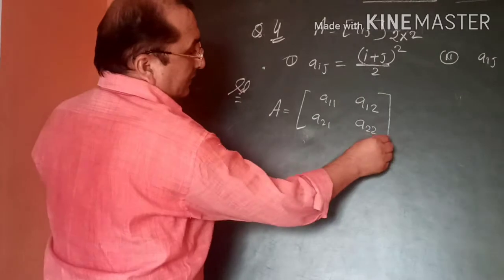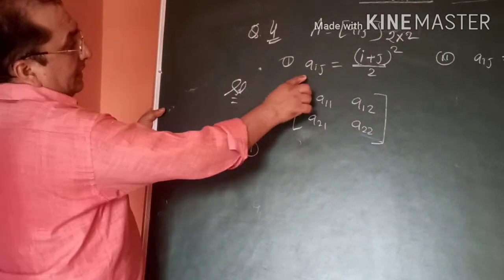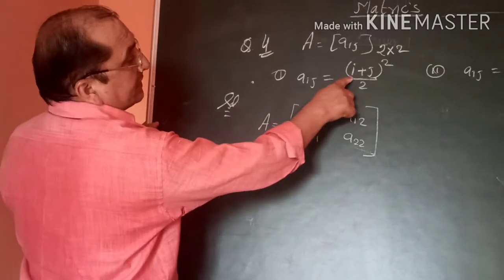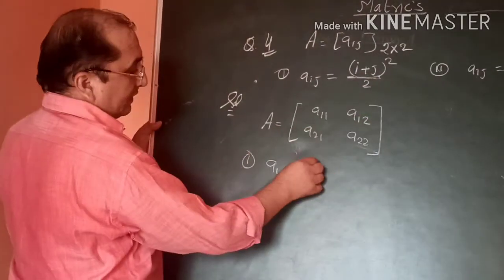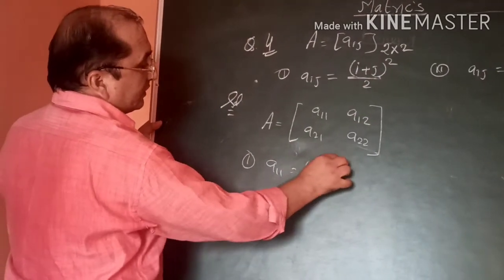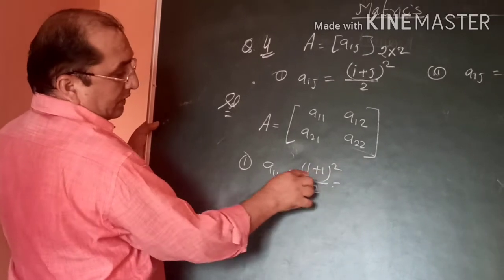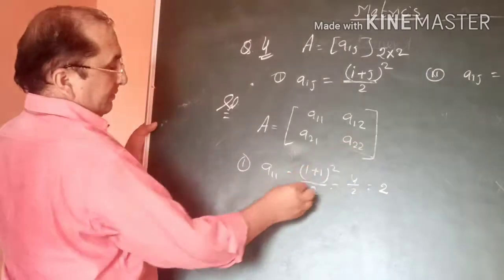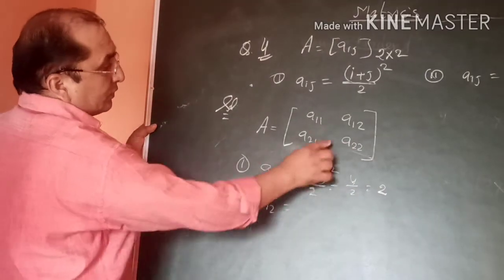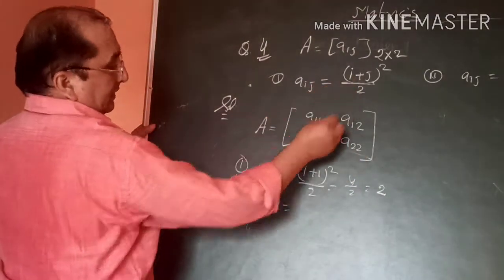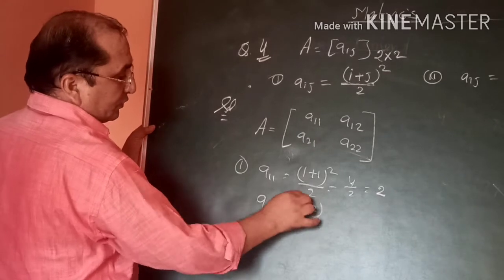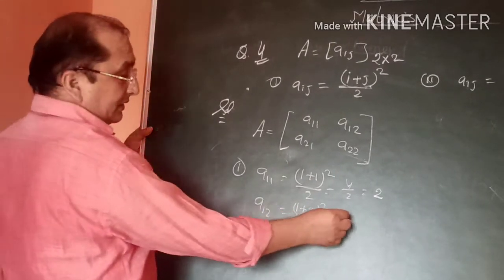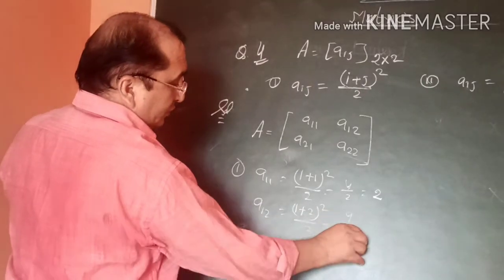So for the first case, aij, we will go through a11. a11 means i is 1, j is 1: (1 plus 1) whole square divided by 2. 1 plus 1 is 2, 2 squared is 4, upon 2 means 2 will come. a12: here (1 plus 2) whole square upon 2, 3 squared is 9, so 9 upon 2.